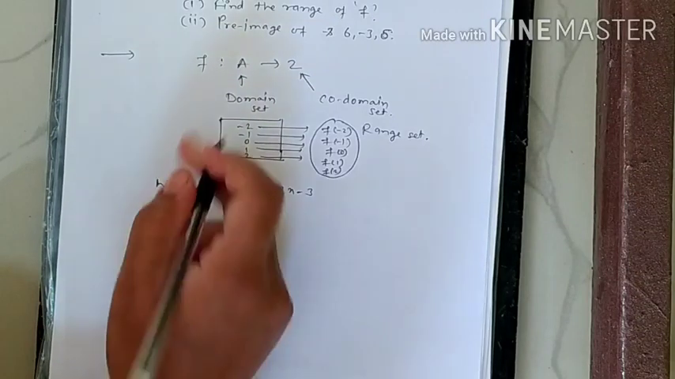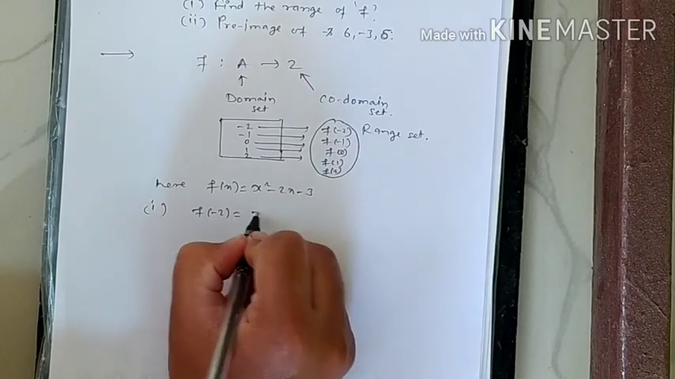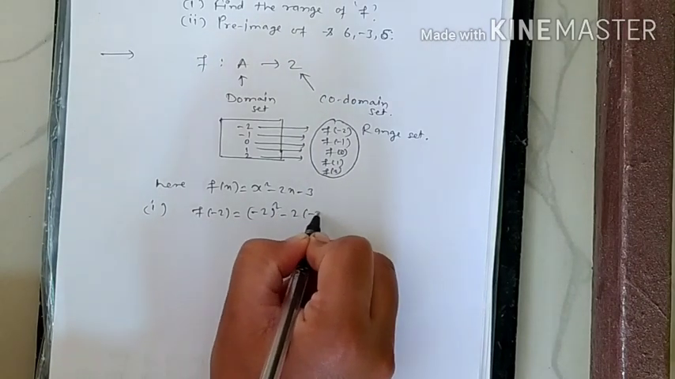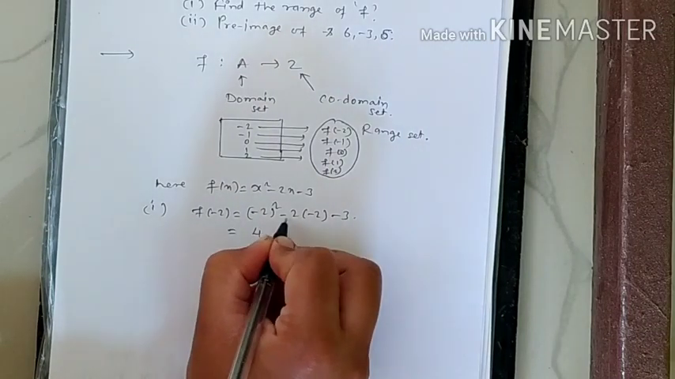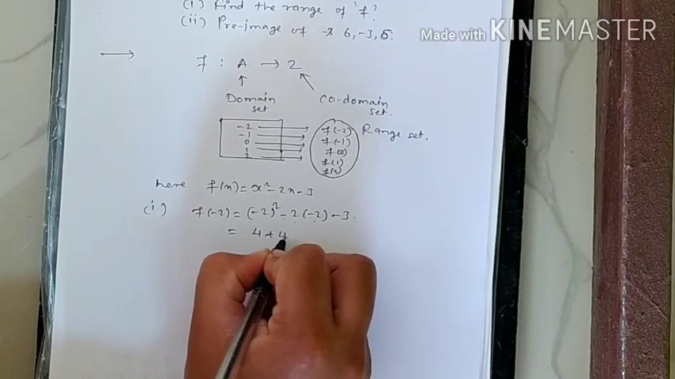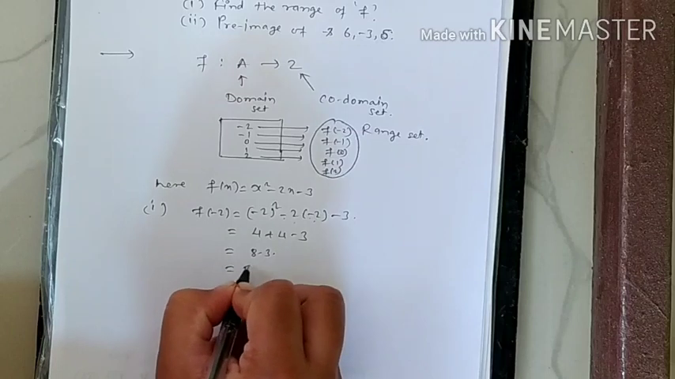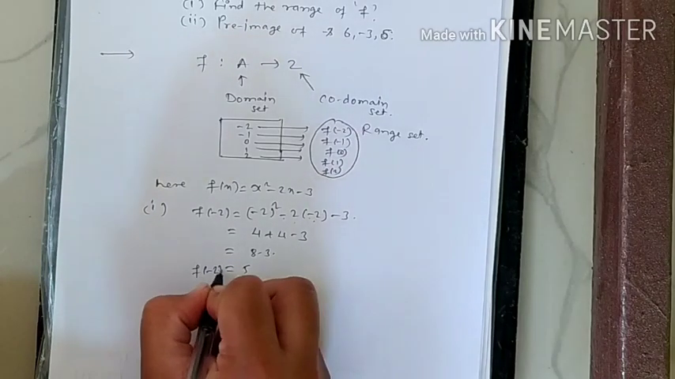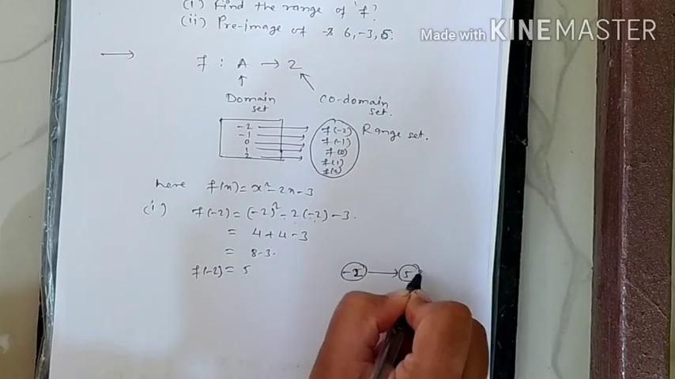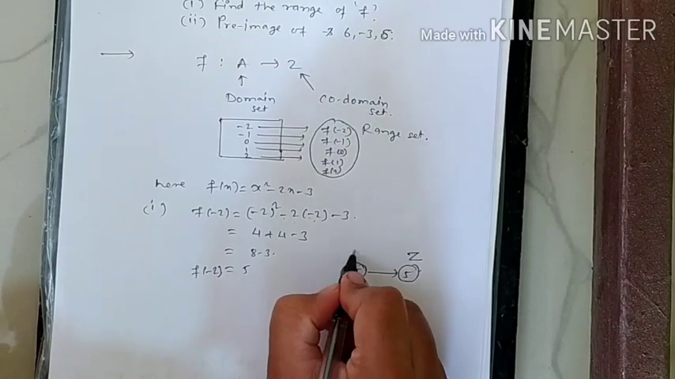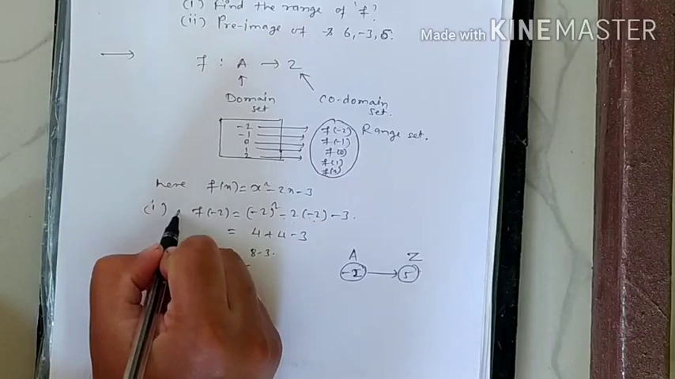So for the first question we'll find f of -2. Now it is (-2) square minus 2 into -2 minus 3. So it is equal to: (-2) square is 4, minus minus plus, 2 into 2 is 4, minus 3. So it is equal to 4 plus 4, 8, minus 3, equals 5. So f of -2 is 5, means -2 from the set A is related to the element 5 from the set of integers. Okay, so first we have found.